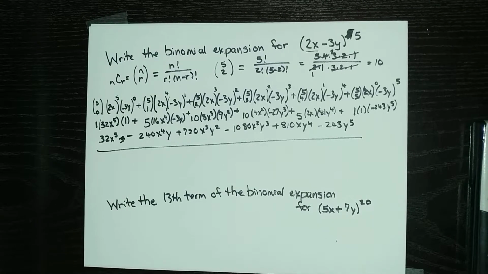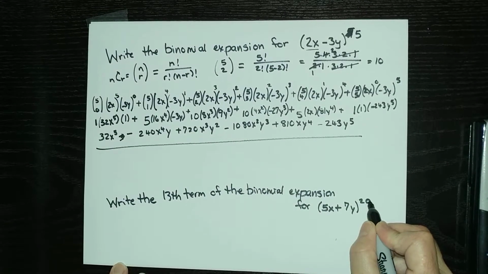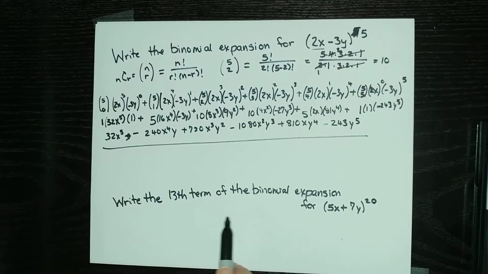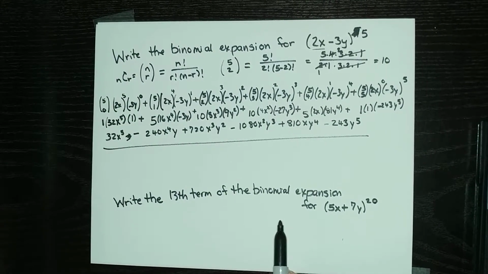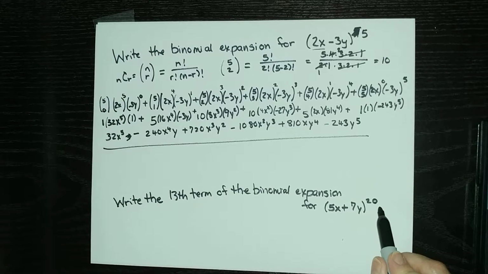All right, you can also do something else. You could just find a term in the middle of a binomial expansion if you wanted to. Write the 13th term of the binomial expansion for this binomial, 5x plus 7y raised to the 20th power. So in this case, n is 20. Well, let's just observe the pattern here.